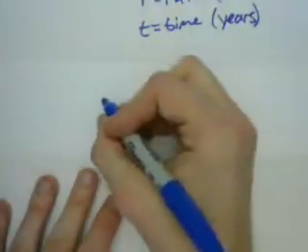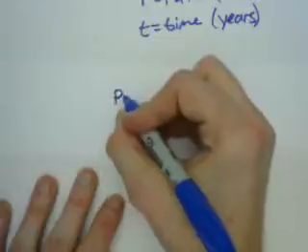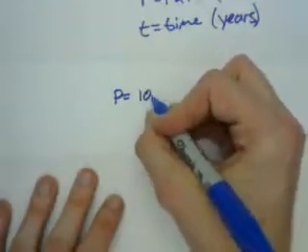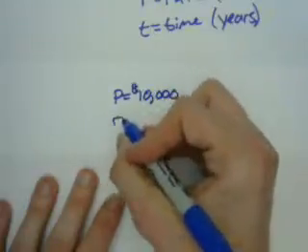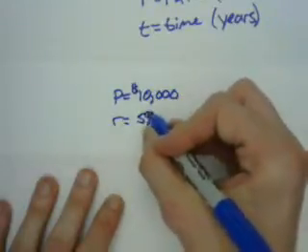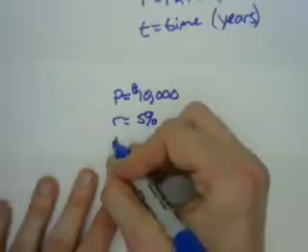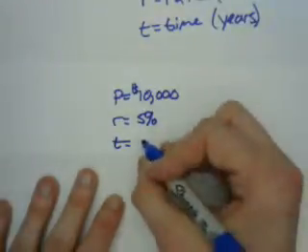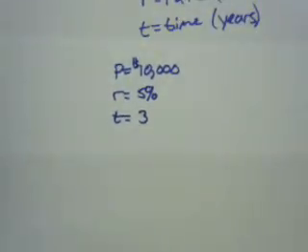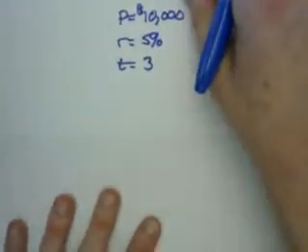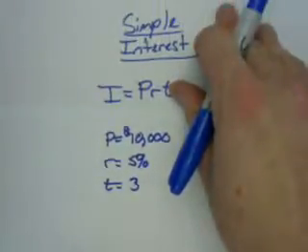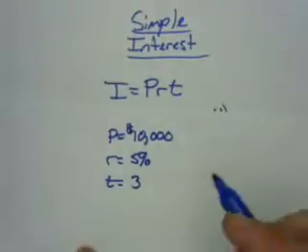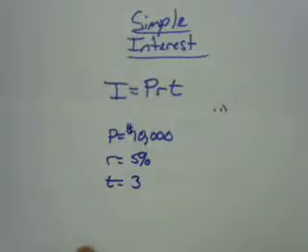Let's say I loan out the principal, I loan out $10,000. I say the rate, well, you owe me 5% of that every year. So the time I let them have it for is 3 years. So here, we just start plugging it into the original equation. P equals 10,000, R equals 5%, T equals 3.